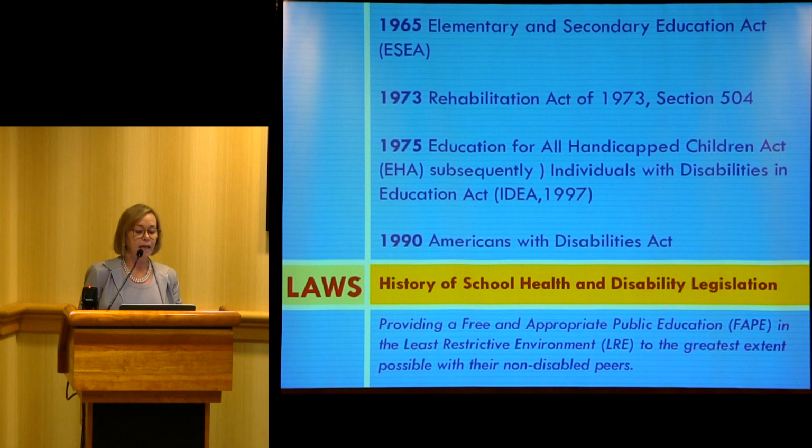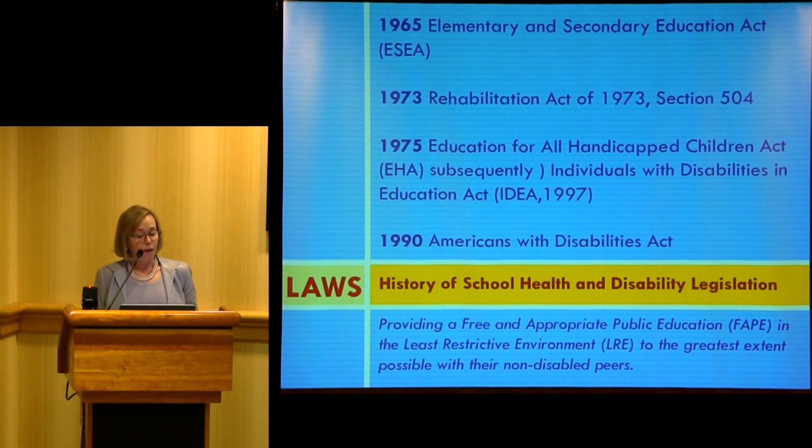In 1975, we saw the Education for All Handicapped Children Act, and this has subsequently become the Individuals with Disabilities in Education Act. Prior to 1975, there were over 1 million children in the United States who did not attend school because they had significant disabilities and their needs could not be met in the school setting. In 1990, we saw the Americans with Disabilities Act.